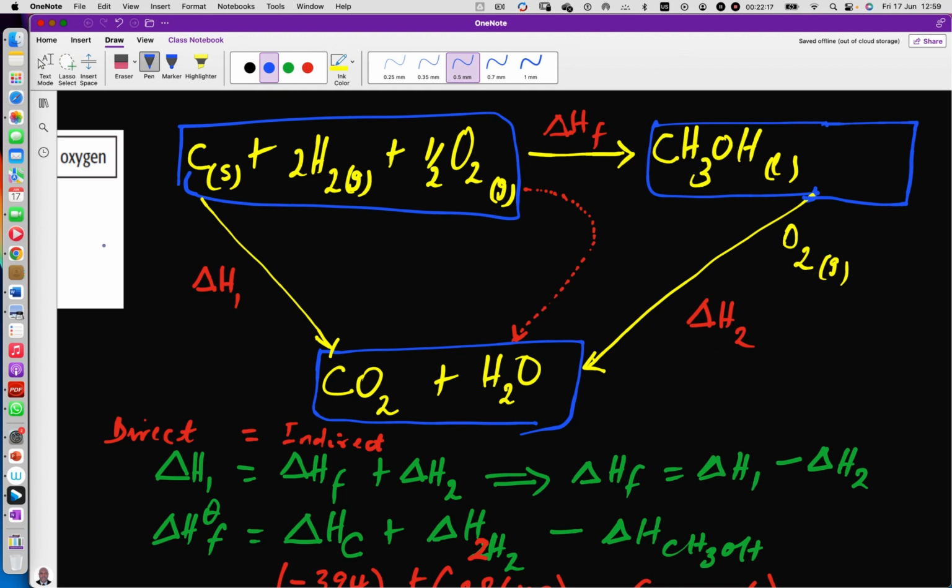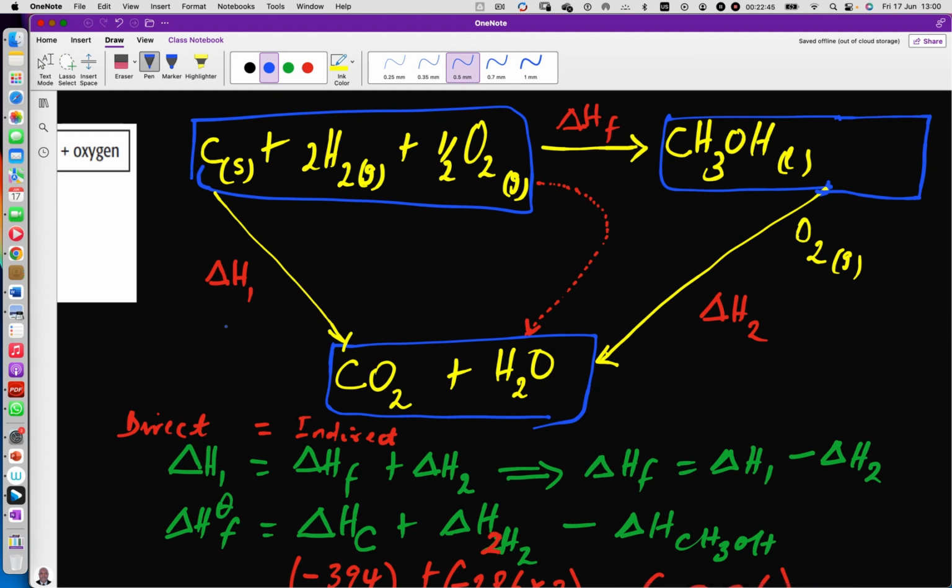This is enthalpy 2. Now, so we can now have carbon dioxide and water by forming methanol and combusting methanol to have it. That is the indirect route, and it involves enthalpy of formation and enthalpy 2. Then we can leave just directly from carbon plus hydrogen and the oxygen directly to carbon dioxide. This is the direct route, which is enthalpy 1. According to Hess's law, the direct route, which is enthalpy 1, equals the indirect route, which is the dotted line, that is enthalpy of formation plus enthalpy 2.